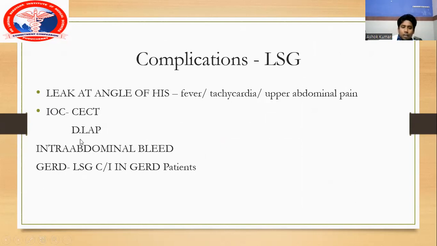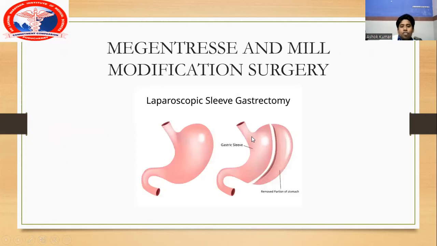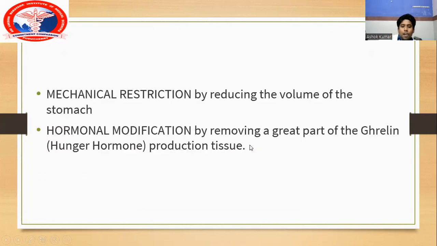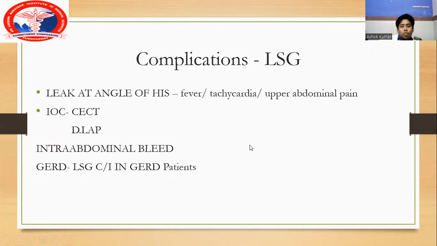The other complications are intra-abdominal bleed. I told you they use a procedure called buttressing to minimize the bleeding. And one more thing is GERD. So the patient will have GERD, reflux. Laparoscopic sleeve gastrectomy is contraindicated in GERD patients. We don't do laparoscopic sleeve gastrectomy in GERD patients.